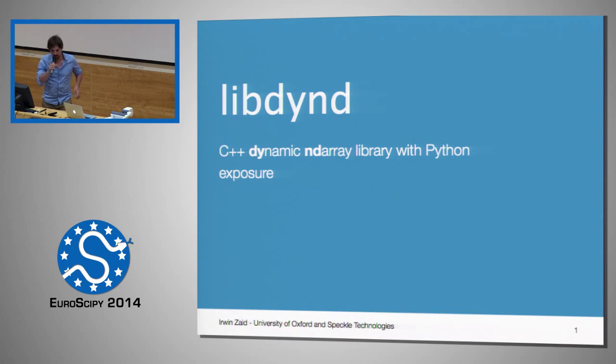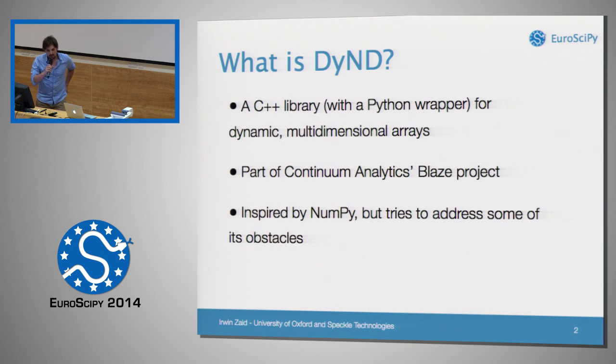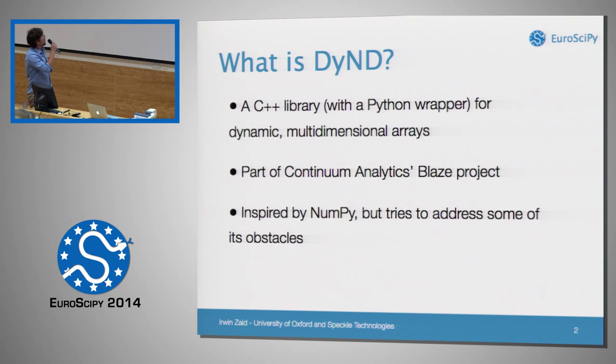I'm from Oxford, but I'm here today to talk about LibDyND, which is one of the Continuum Analytics projects, which is a C++ dynamic ND array library with Python exposure. So this is essentially NumPy, but rebuilt in C++. And there are some reasons to do that, and I'll talk about that in a sec.